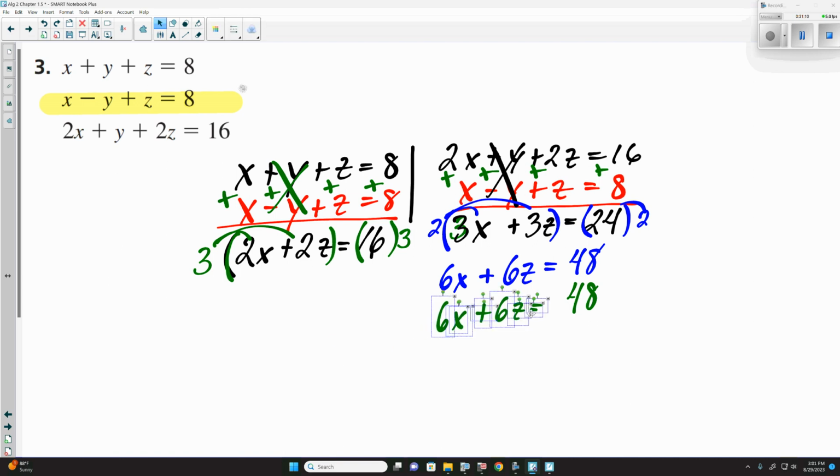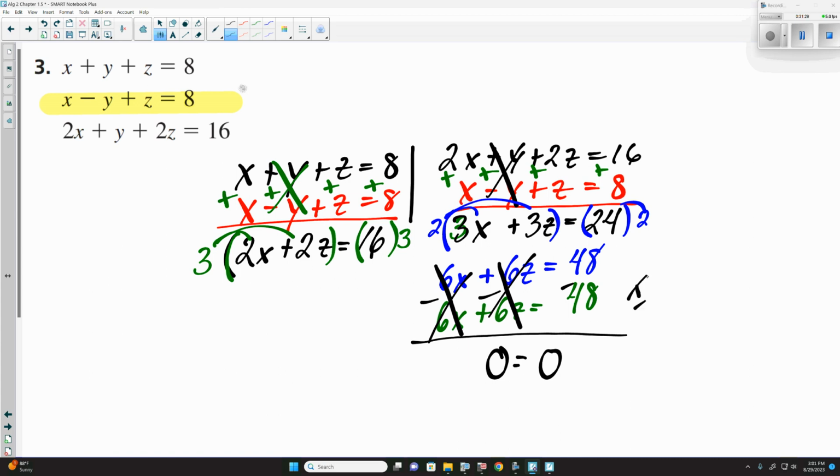Now will we add or subtract? Because the signs are the same. Because 6x minus 6x is 0, 6z minus 6z is 0, that whole side became 0. 48 minus 48 is 0. Infinitely many solutions. And that's it.